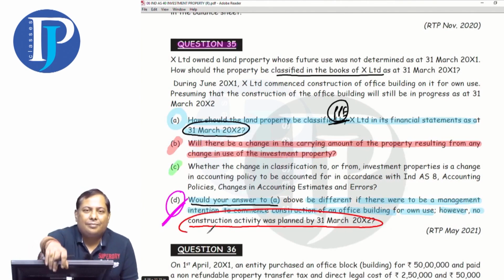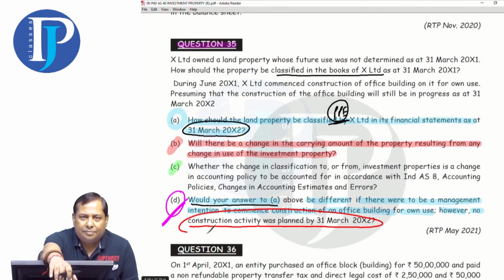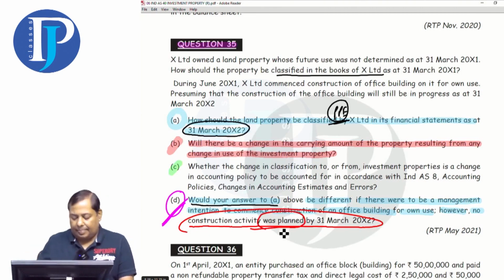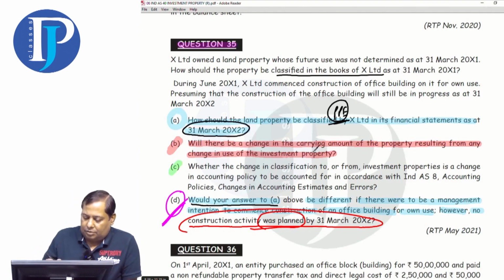We'll see what's here. Management says that they have a piece of land. We'll build an office building here. We will use it as office. However, till the balance sheet date, no construction activity has started yet. There was absolutely no construction plan in place. With no construction planning. Okay. And here it had already commenced. Answer is different now.